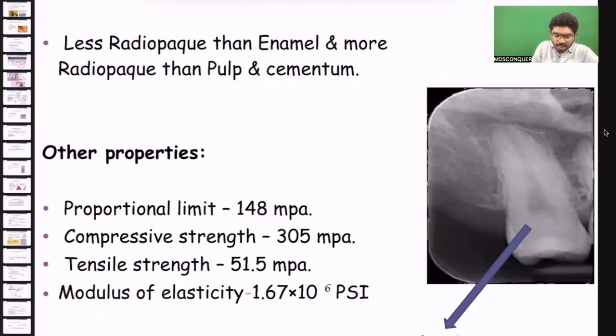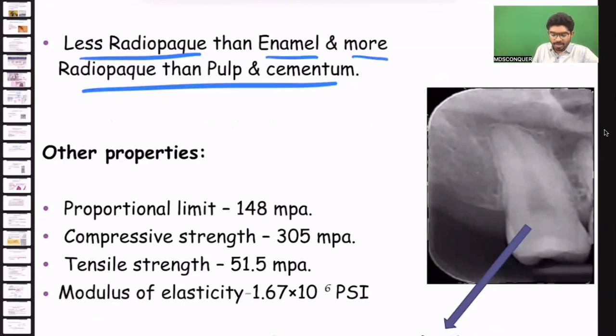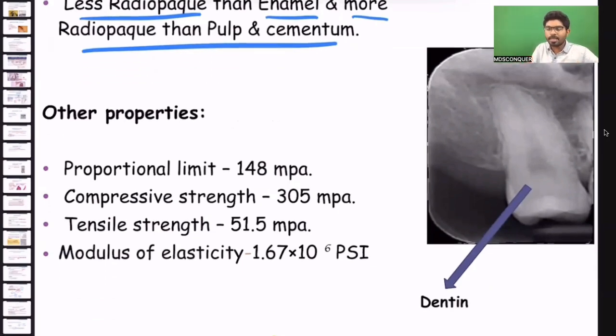On radiograph, dentin is less radio-opaque than enamel, more radio-opaque than pulp and cementum. Very simple. These are other important numbers related to dentin. Proportional limit is 148 megapascals. Compressive strength is 305 megapascals. Tensile strength is 51.5 megapascals, and the modulus of elasticity value.